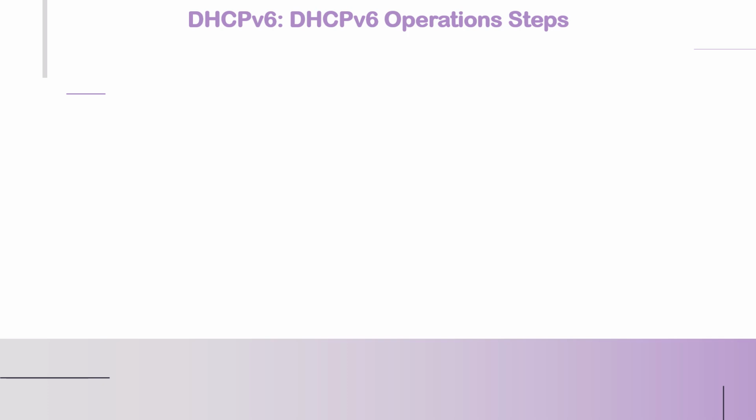And server to client DHCP version 6 messages use UDP destination port 546, while client to server DHCP version 6 messages use UDP destination port 547. The steps for obtaining a DHCPv6 address are as shown here.